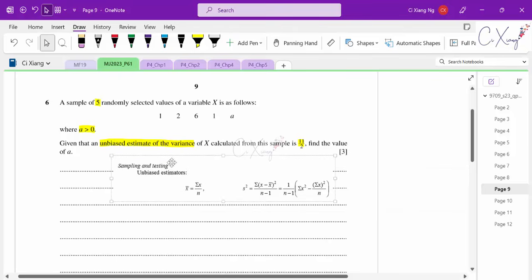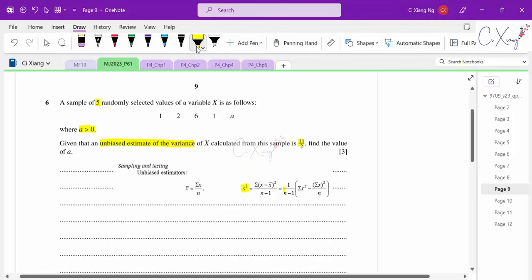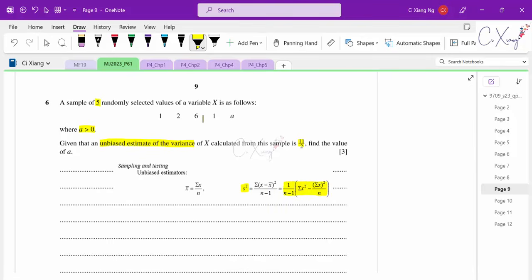Okay, so this is the formula for unbiased estimated variance. We are using S squared, and I'm going to use this one, which is easier for me to calculate, because we are having all the data here, right? So I'm going to use the highlighted formula here. The variance is equal to 1 over n minus 1, times the summation of x squared minus the summation of x, the whole thing squared, divided by n.